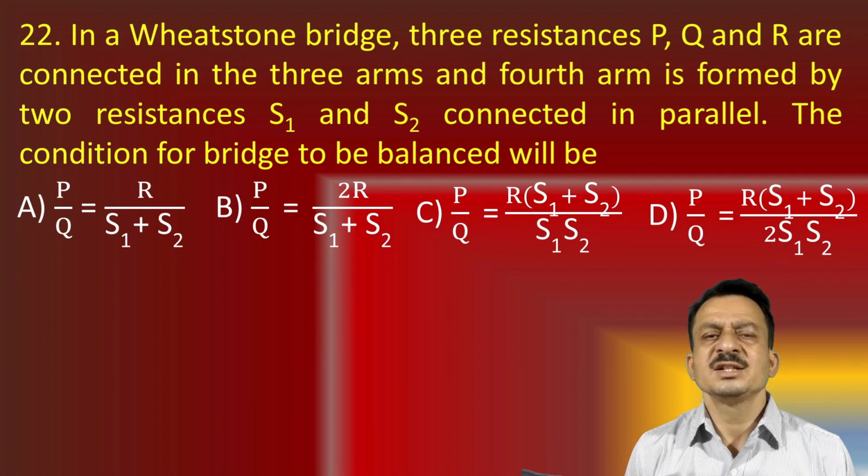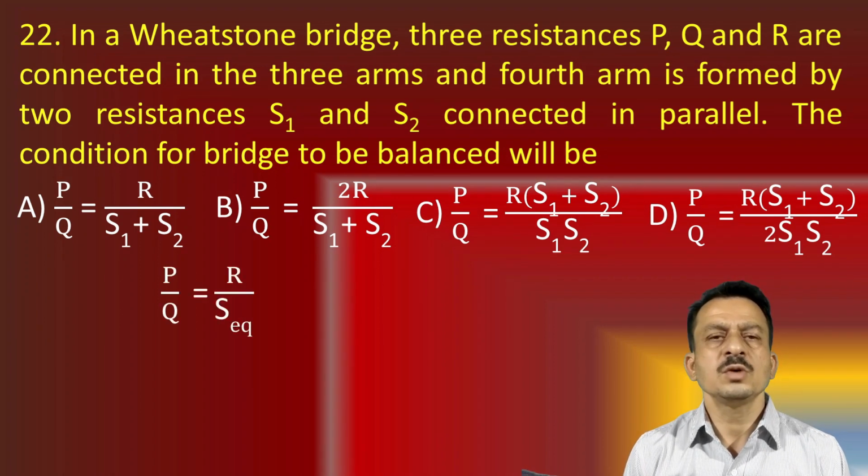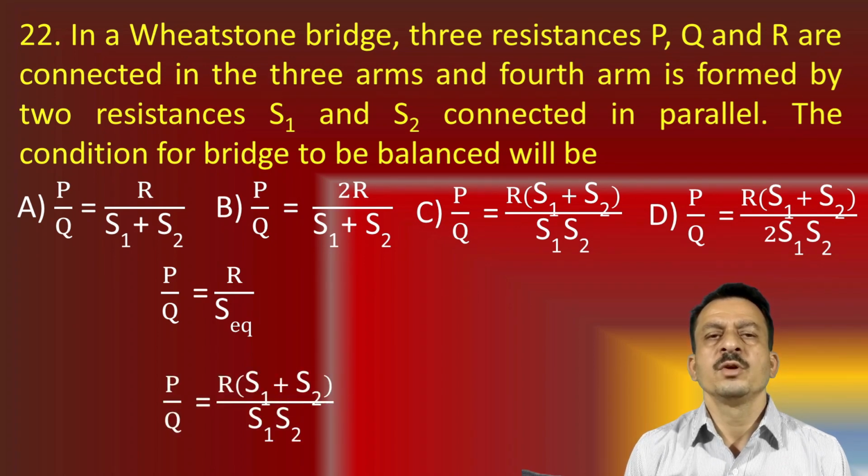We know the balancing condition is P by Q is equal to R by S. But S should be the parallel of S1 and S2. In parallel combination, we know S equivalent is equal to S1 S2 divided by S1 plus S2. Therefore, P by Q is equal to R divided by S equivalent. Now substitute for the S equivalent, S1 S2 divided by S1 plus S2. The S1 plus S2 in the denominator goes to the numerator. Therefore, P by Q is equal to R into S1 plus S2 divided by S1 S2. Hence, C is the right answer.